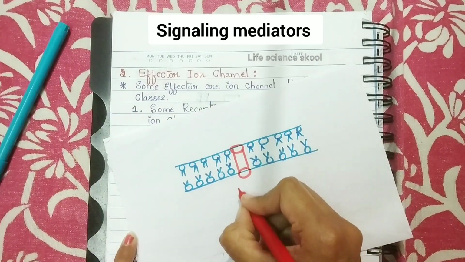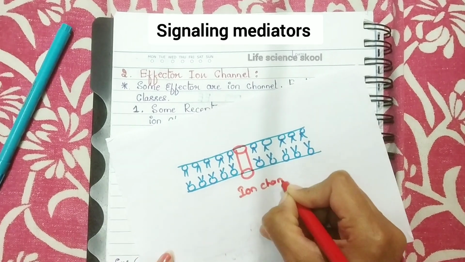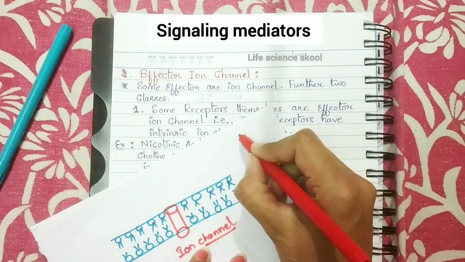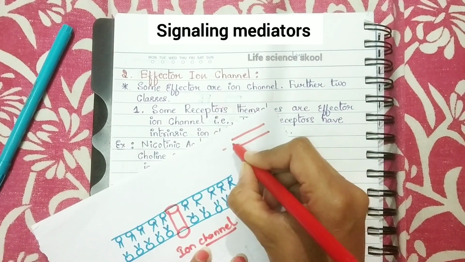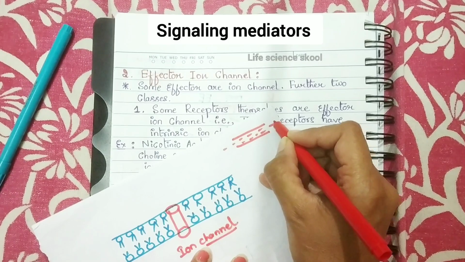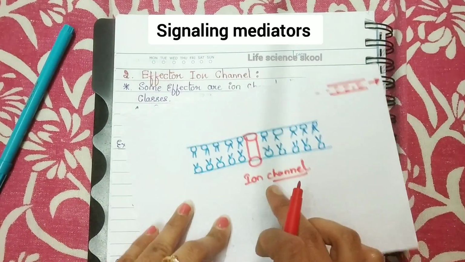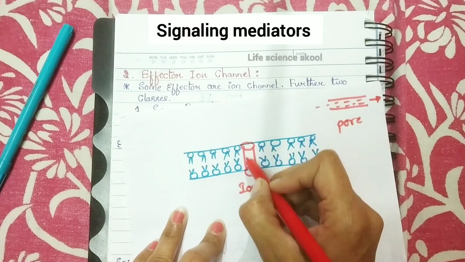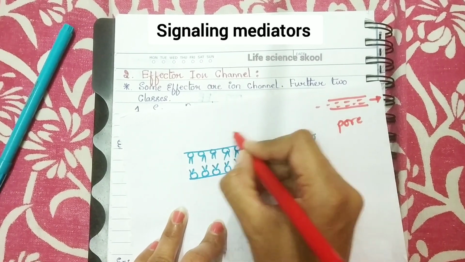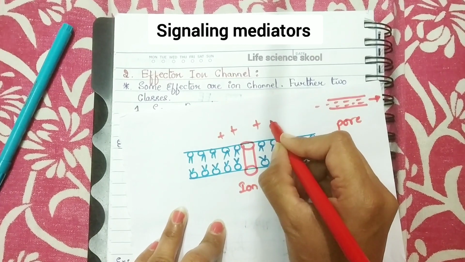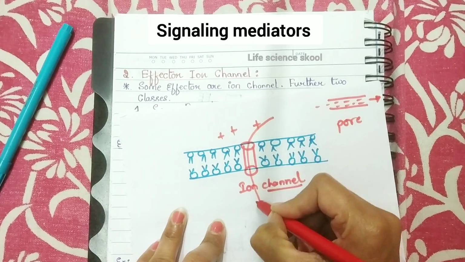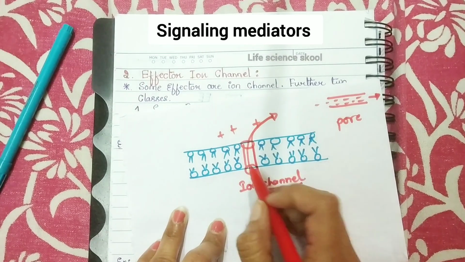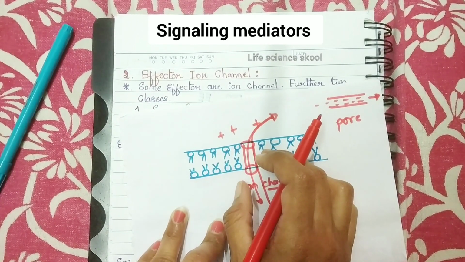Ion channel, we know channel is a common word you might have heard. A channel is something like this, which helps to pass water or something like that, right? Like this only, these ion channels are pore forming membrane proteins, and pore means hole. These help in the movement of ions from outside to inside, or from inside to outside. This is the function of the ion channels.